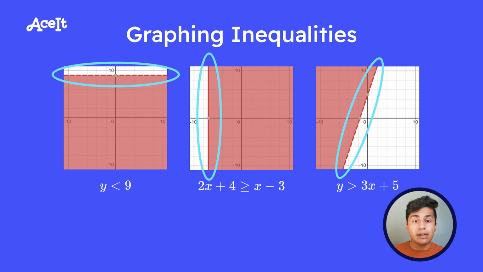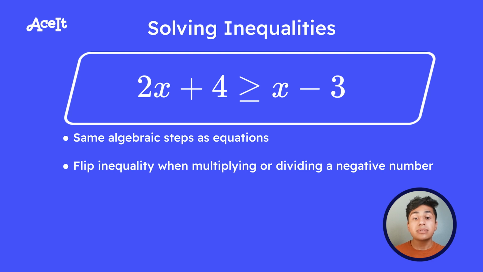The solid lines, however, indicate that the points on the line are included in the region, and they are for less than or equal to or greater than or equal to relationships. To solve inequalities, you apply the same steps as solving equations with one exception. Whenever you multiply or divide by a negative number, you're going to have to flip the inequality sign.